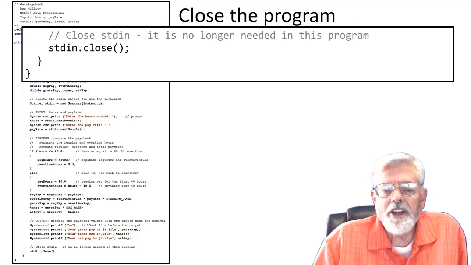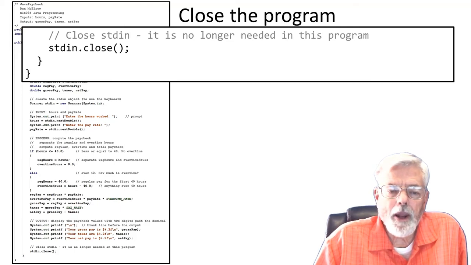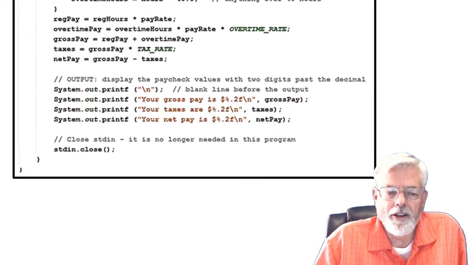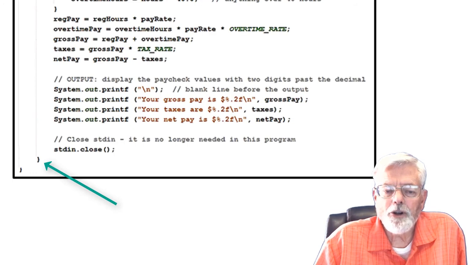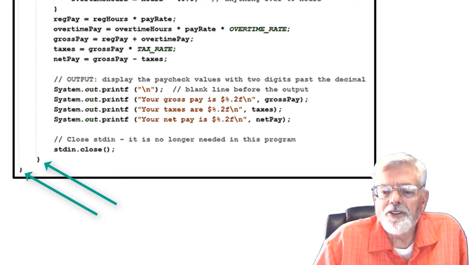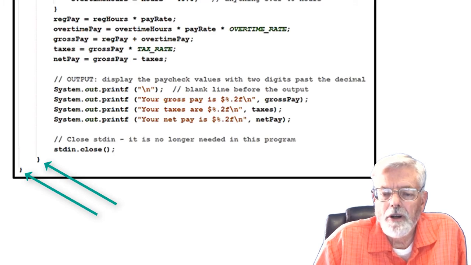We open the scanner object near the top of the program as one of our resources, and we should close it when we're done with it. We will need to do something similar in later programs when we open a disk file. The first closed curly brace matches the open curly brace for the main, and the second curly brace matches the open curly brace for the Paycheck class definition.